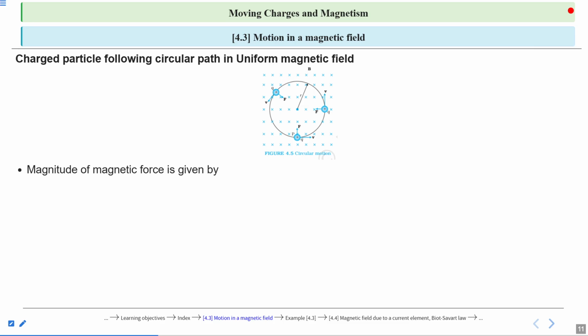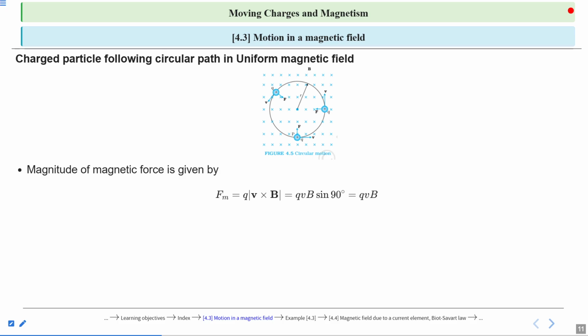So what is the magnitude of the magnetic force? Fm is equal to q v cross B, and we are taking only the magnitude here, not the direction. Direction we can find at any instant using the right hand rule for vector products, as shown in the figure. So the magnitude of this magnetic force is Fm equal to q v B sin theta, and theta here is 90 degrees because velocity has direction perpendicular to the magnetic field.